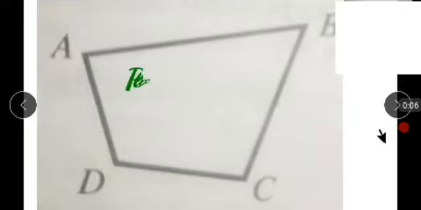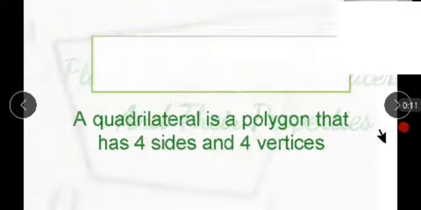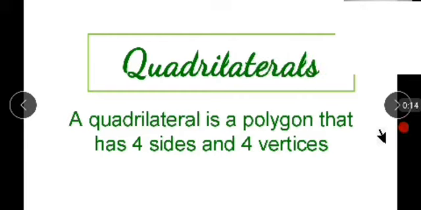Good day, everyone. Our topic for today is quadrilaterals and their properties. Alright, so let's move straight to the point. What is a quadrilateral? A quadrilateral is a polygon, that is a plane shape that has four sides, that is four walls, so four lines and four vertices.